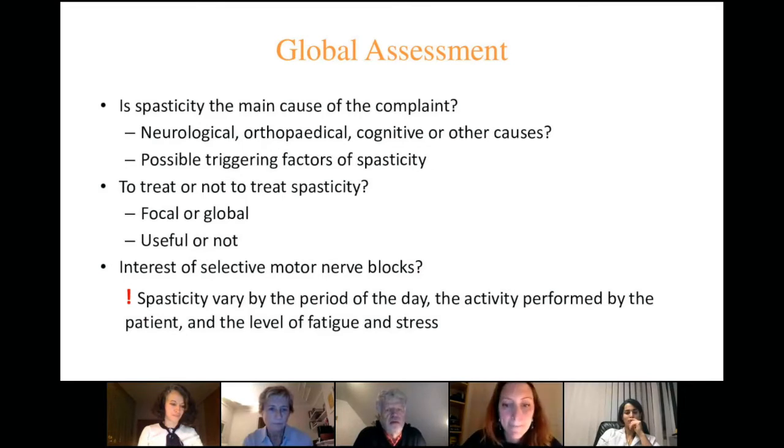So at the end of your global assessment, you should be able to say whether spasticity is the main cause of the complaint. If not, is it orthopedic? Are there any cognitive issues? But if it is spasticity, is it focal or global spasticity? Is the spasticity useful or not? And if you're still undecided, selective motor nerve blocks can be very useful in the decision-making process, because with this you will be able to predict the outcome of the intervention, or sometimes to detect a detrimental effect of the intervention.